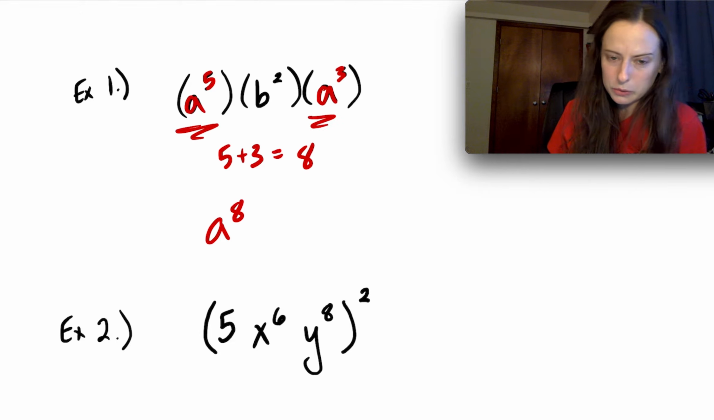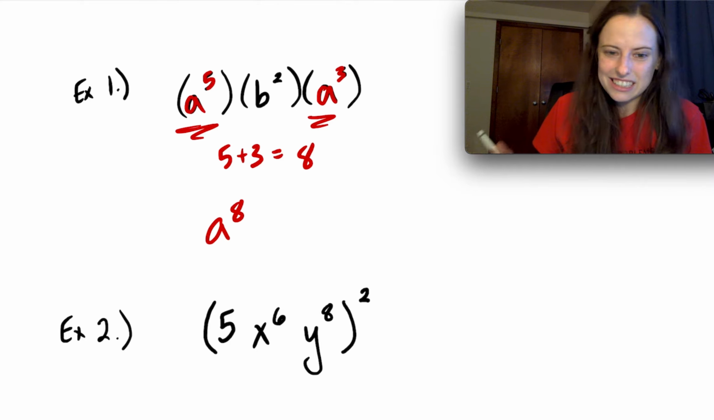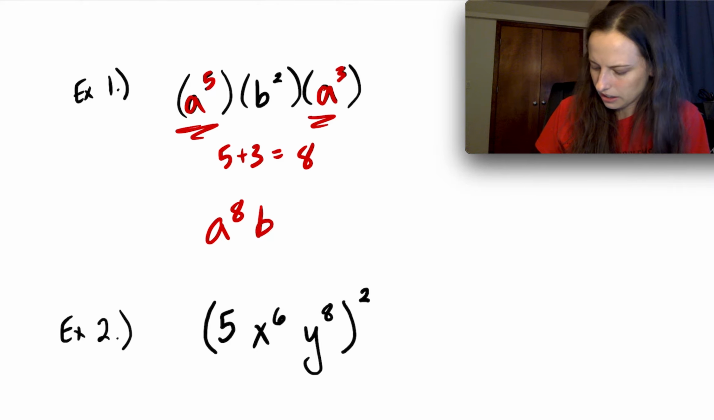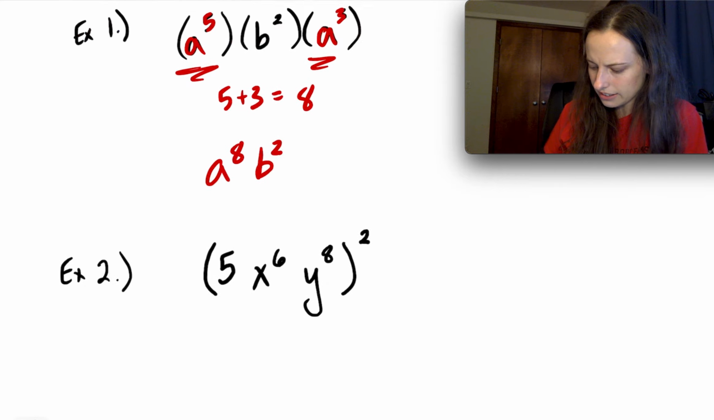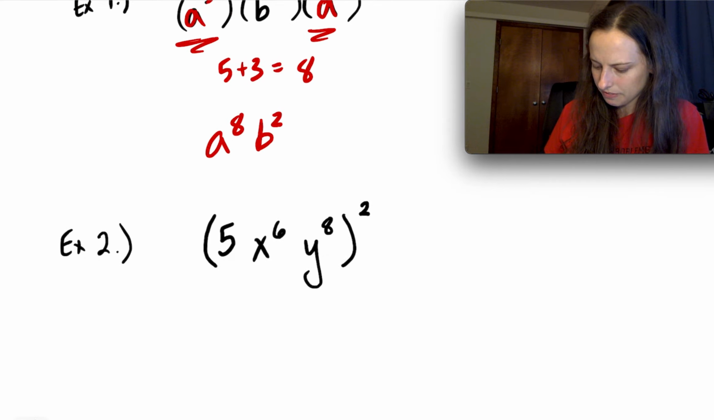Now what about the b squared? That one doesn't combine with anything, so it just comes along at the end. We write those two next to each other. All right, so that's our final answer, a to the 8th, b squared.